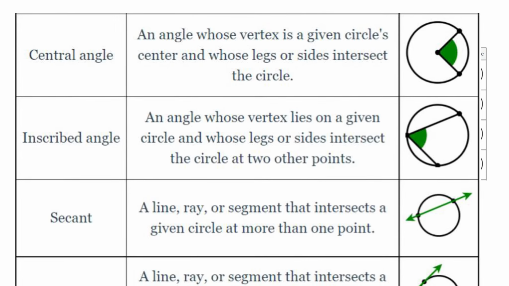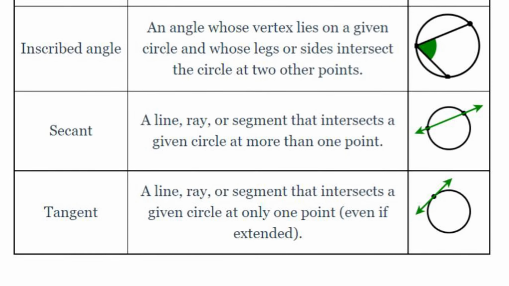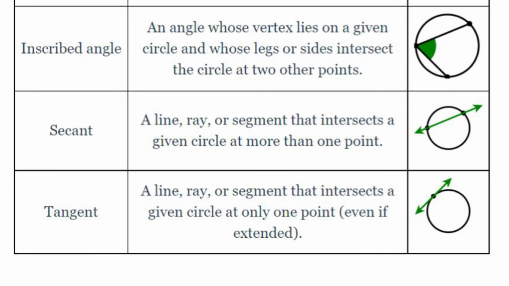Now, an inscribed angle is an angle whose vertex lies on a given circle and whose legs or sides intersect the circle at 2 points. These actually cannot be radii. The legs can't be radii, otherwise it would be at the center. So this just means it lays on the outside. This is called an inscribed angle. It has to be laying on the circle.